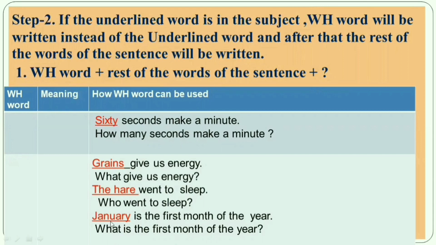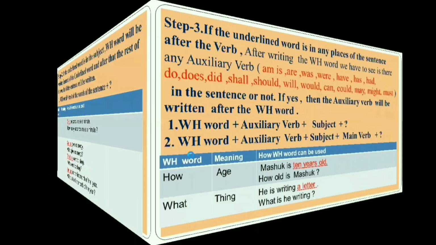My dear student, next one. January is the first month of the year. So here, month is underlined. It indicates the name of the month. So the WH word will be what. At first write what, and as it is in the subject, all the words of the sentence will be written. So what, the next words are, is the first month of the year. So what is the first month of the year? And at last, a question mark will be given. Okay, my dear student?